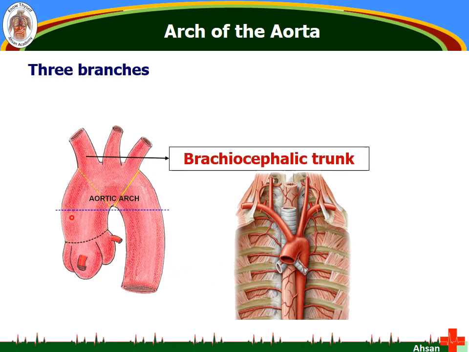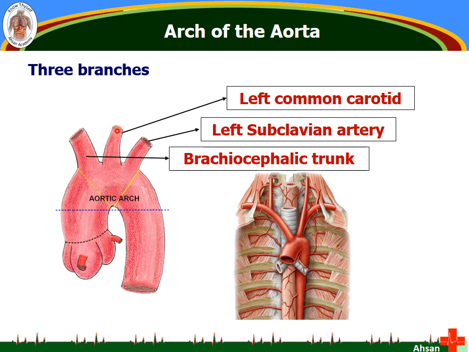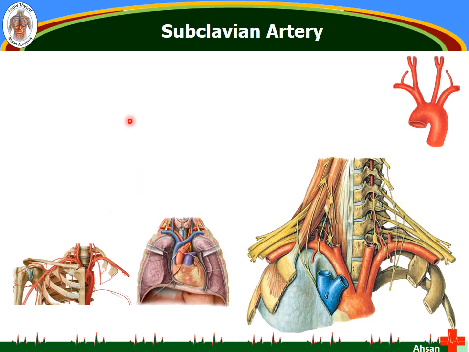Three branches arise from the arch of the aorta. You can see this is the convex border of the arch of the aorta, and from the convex area the three branches arise. On the right side, this is the brachiocephalic trunk going upwards and to the right, and on the left side, this is the subclavian artery going to the upper limb, and this one is the left.